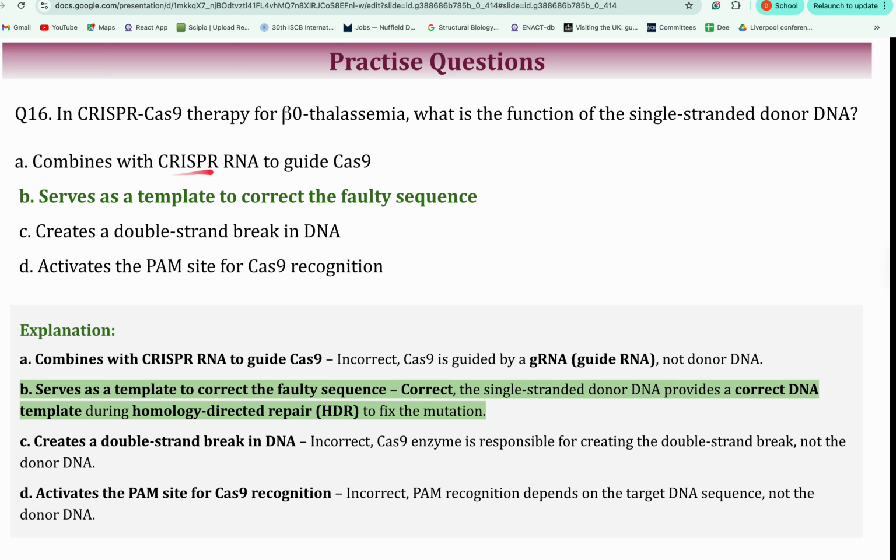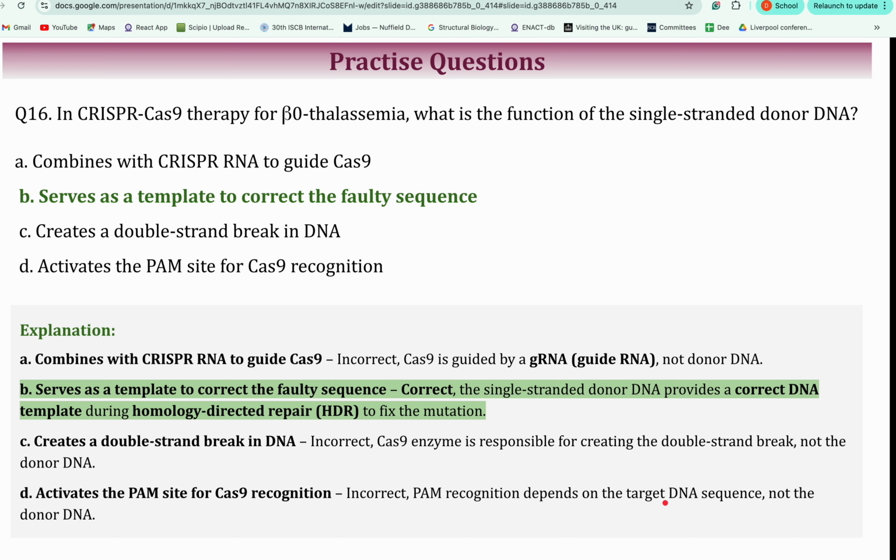Whereas option A was combine CRISPR RNA to guide Cas9. This is not true because Cas9 is the one which is guided by the guide RNA and not the donor DNA. Then option C was create a double strand break. Double strand break is caused by the Cas9 gene and not by our donor DNA. Then activate the PAM site for Cas9 recognition. This is also incorrect because PAM recognition depends on the target DNA sequence. So these options are just to confuse you with the target DNA or the guide DNA.